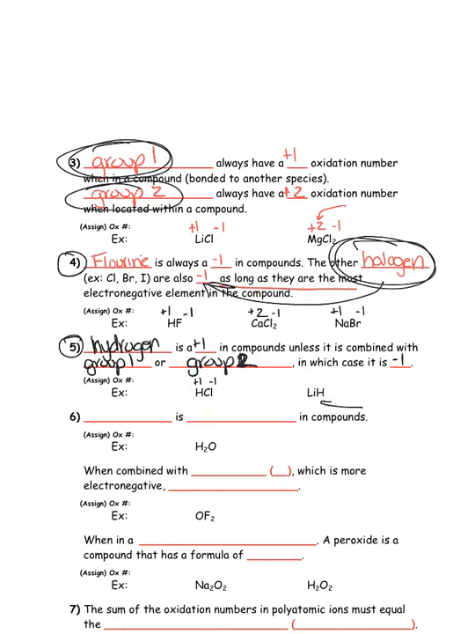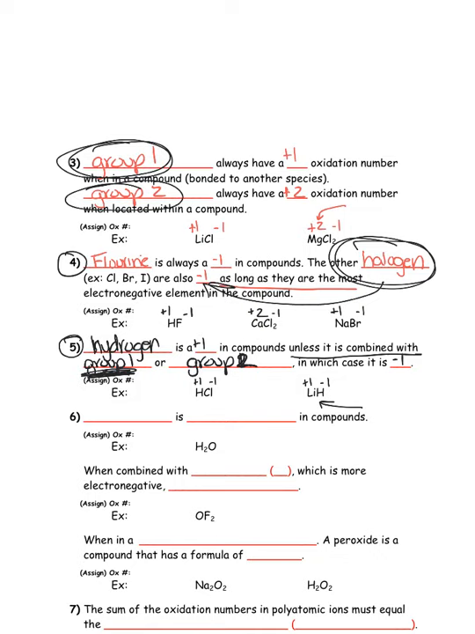Now, if you look at this one, hydrogen is with a group 1 metal. Okay, there's your group 1. So when hydrogen is combined with a group 1 or group 2 metal, in this case a group 1, the hydrogen is a -1 charge. So that's an exception.